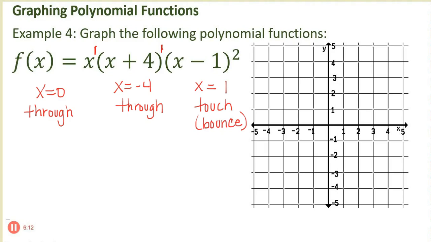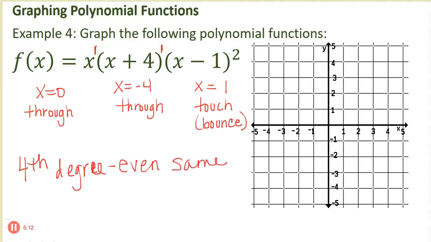Okay, the last thing we need to talk about is, because we're going to pull all of these key things together. So we know all together this is a 4th degree. So it's even, which means the behaviors will be the same. And because it's positive, we're looking for a graph that's going to go up on both sides. So both sides is going to go up. So let's keep all that in mind as we do a sketch.